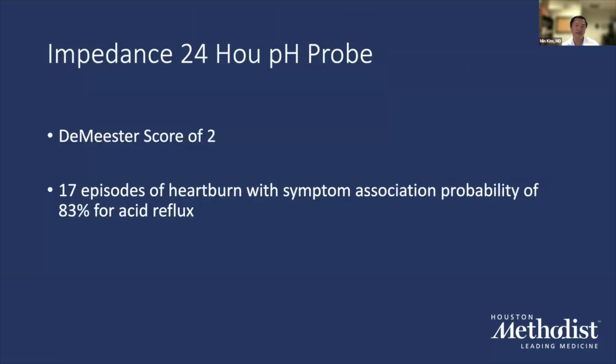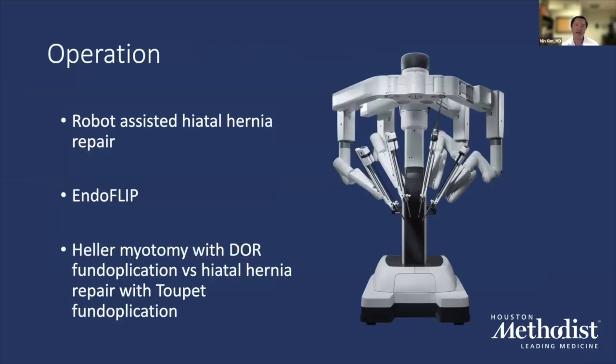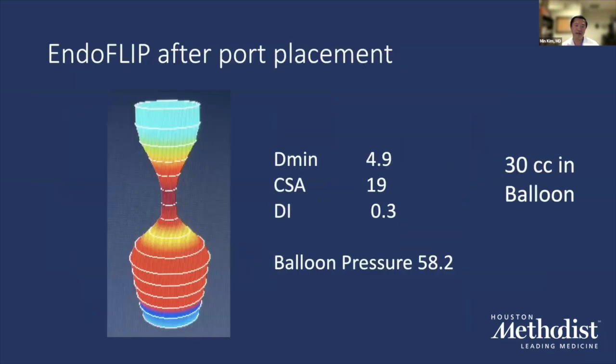And this is her DeMeester score, with a good symptom correlation with the heartburn. So the question is, are you going to do a Heller-Dor for this patient because of the elevated IRP, or are you going to repair the hiatal hernia and do a Toupet? Symptom-wise, you should do the hiatal hernia and Toupet, but based on the IRP, you should do a Heller-Dor.